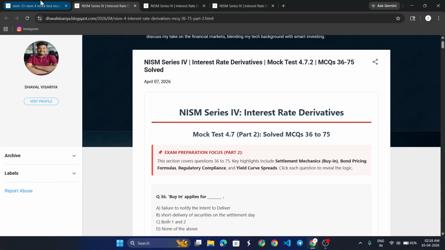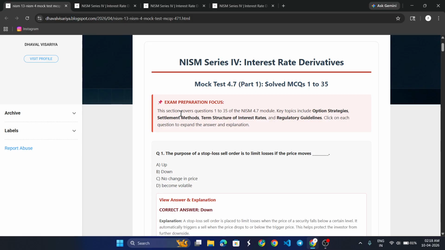So yeah, today we will cover NISM 4 interest rate derivatives mock test part 7.